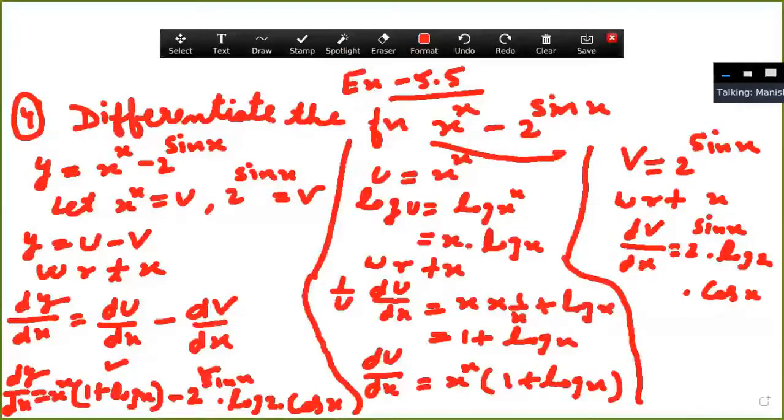Now come to the next question. We will do question number 6. Question number 6 is x plus 1 upon x whole power x plus x to the power 1 plus 1 upon x.